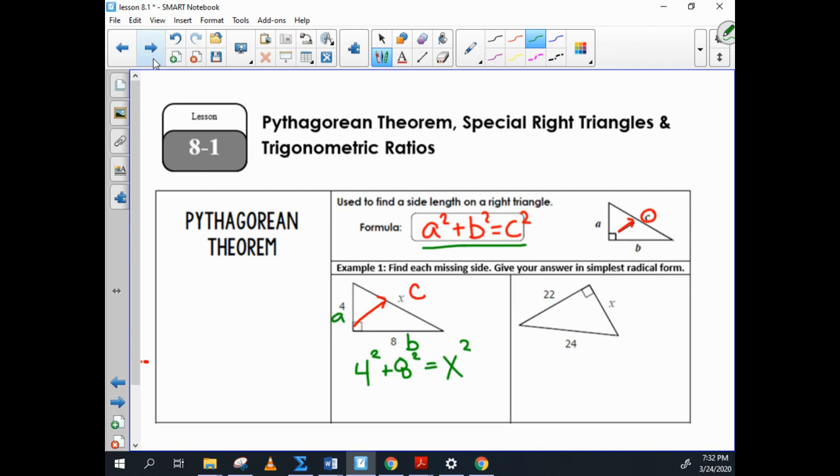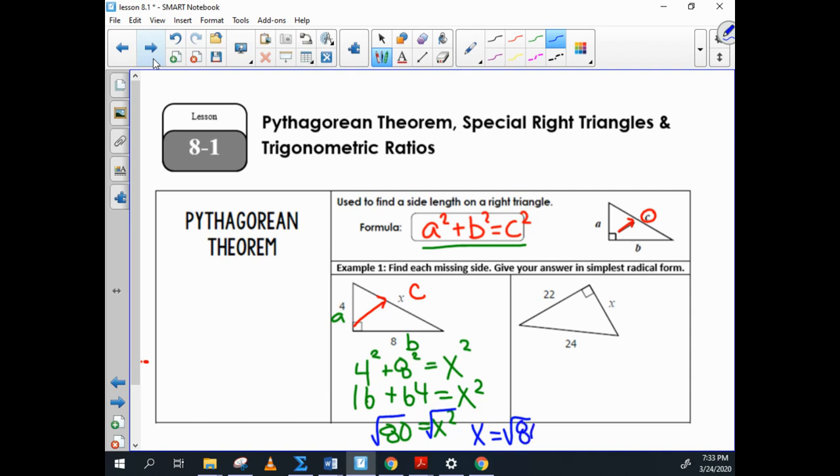When we go through to solve this, 4 squared we know is 16, 8 squared is 64. When you add 16 to 64, we've got 80. So 80 is equal to x squared. And then to find what x is, we're trying to find x, not x squared, so you're going to undo the square, or take the square root of both sides. x is the square root of 80.